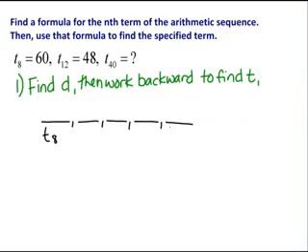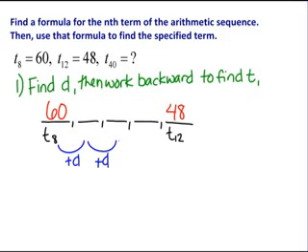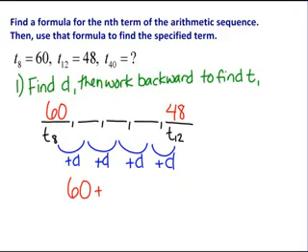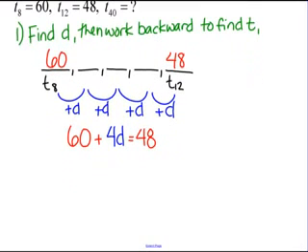So if this is my 8th term, then there's the 9th, 10th, 11th, and here's where my 12th term goes. The 8th term is 60, the 12th term is 48. And of course, I know that to get from one term to the next, you add a common difference. So if I add enough common differences to get to the 12th term, it looks like from the 8th to the 12th, I add 4 common differences. So it must be that the 8th term plus 4 times the common difference is the 12th term.